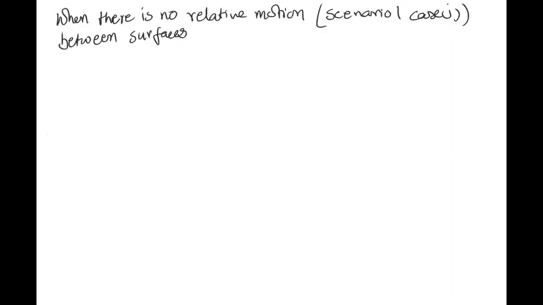So when there is no relative motion between the surfaces, the friction is called static friction. And in the second case, the friction would be called the kinetic friction. That would be scenario 2 of case 1. It would be called kinetic friction.